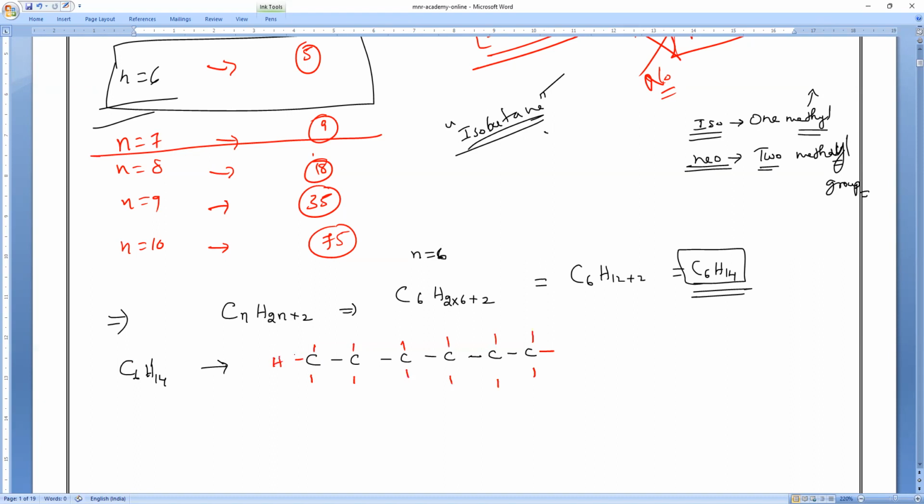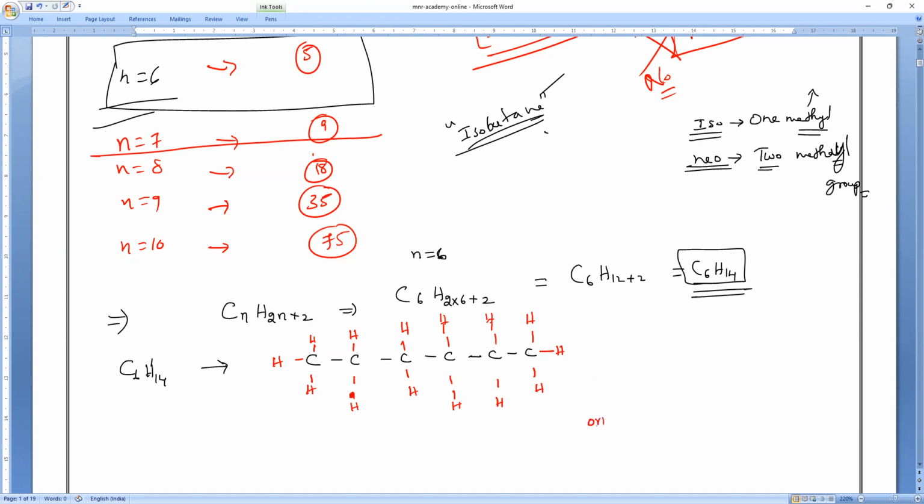Not required at all. So first carbon, how many hydrogens? 3 hydrogens. Second carbon, 2 hydrogens. Third carbon, how many hydrogens? 2 hydrogens. Fourth carbon also 2. Fifth carbon also 2. Sixth carbon, again how many hydrogens? 3 hydrogens. So we all know that n is equal to 6.